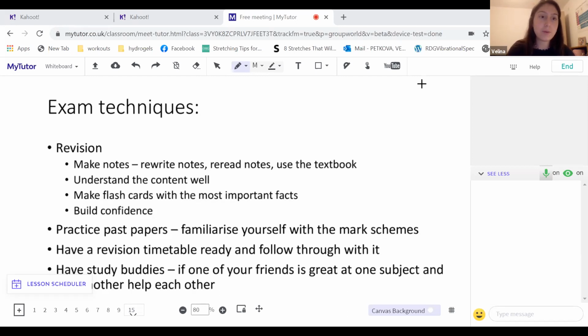So yeah, let's talk about revision timetable. Revision timetable is super important. If you don't have a timetable, it's so easy to go off track. Still, I'm much older than you guys, and I still find it tricky sometimes to focus and know exactly what to do when.